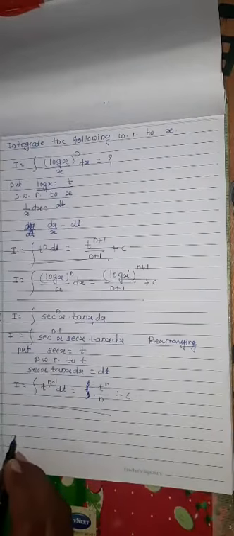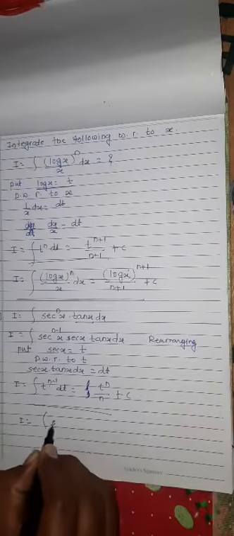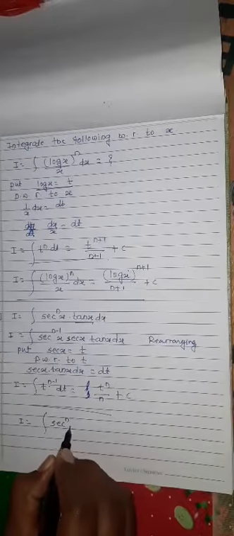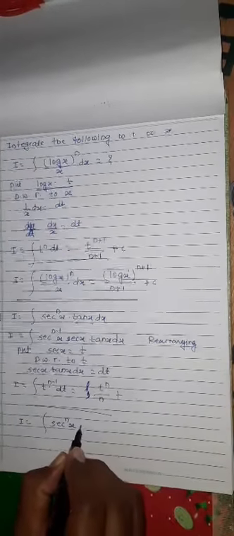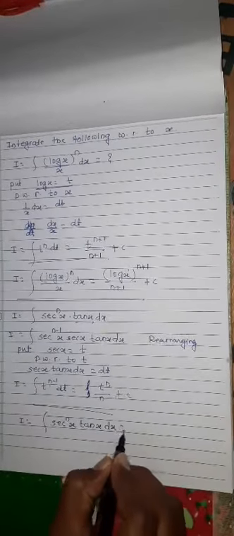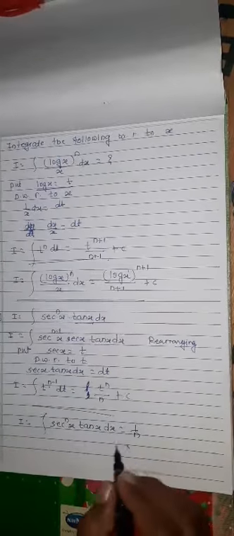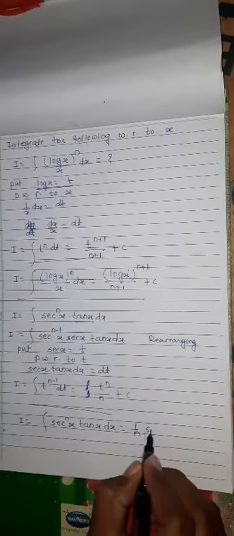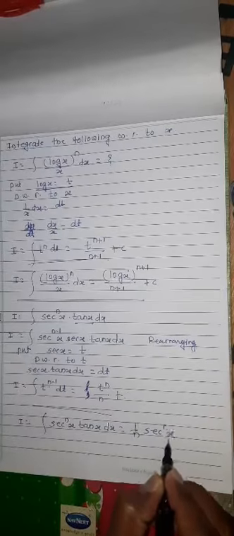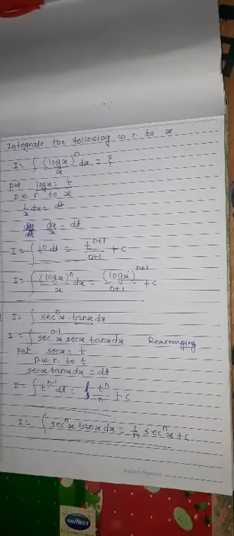The original equation becomes I equal to the integration of sec^n x tan x dx. Instead of t we have to take n, and 1 upon n is common: I = (1/n) sec^n x + c, and this is called the solution.